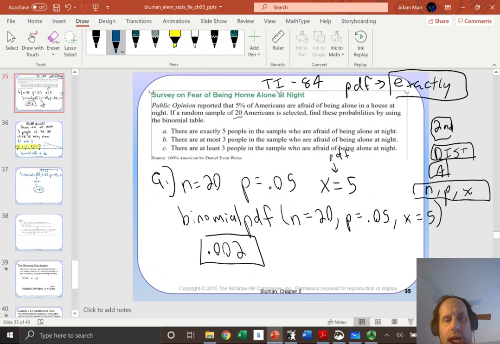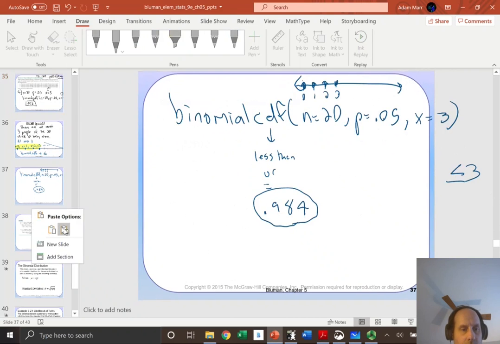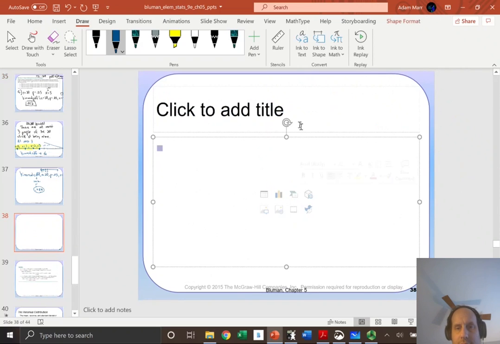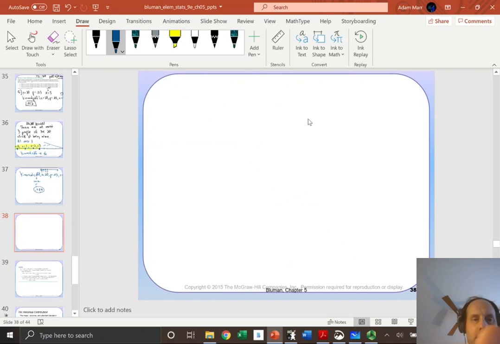C. What's the probability that there are at least 3 people in the sample who are afraid of being alone at night? All right, so let's figure this one out. Now we're trying to figure out at least 3 people. Okay, let's do it. So now we want to find the probability that there are at least 3 people.